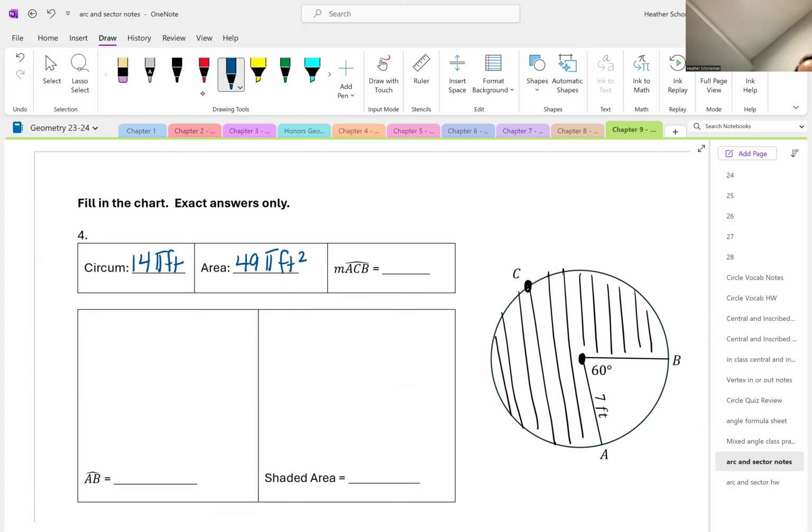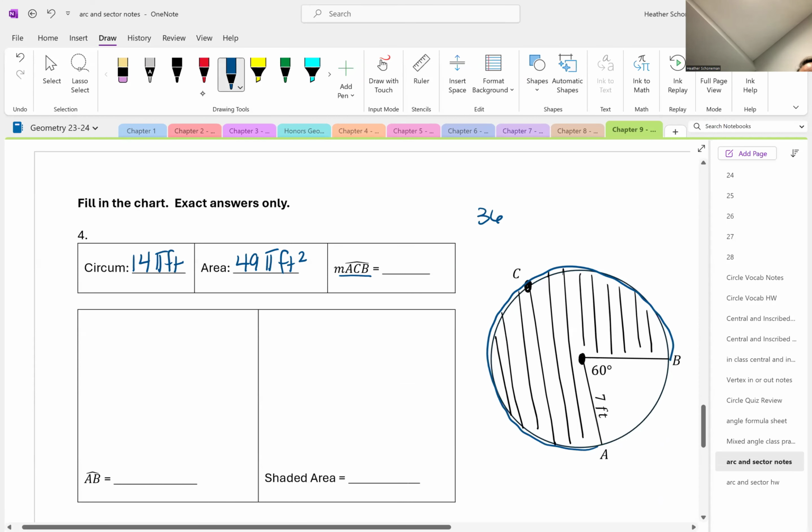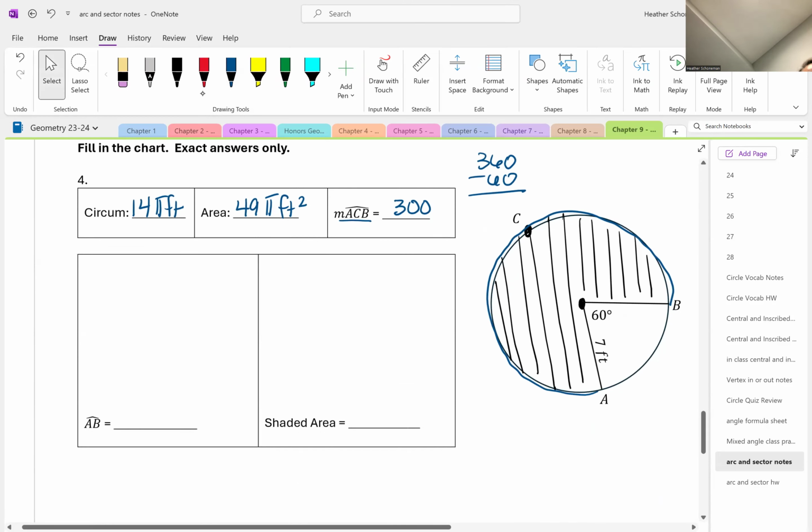Now, this one wants the measure of arc ACB. So it means it starts at A, goes through C, and ends at B. So it's not 60. It's the other portion of the circle. So that means we're going to have to do 360 minus 60, which would give us 300. And that's what goes there.